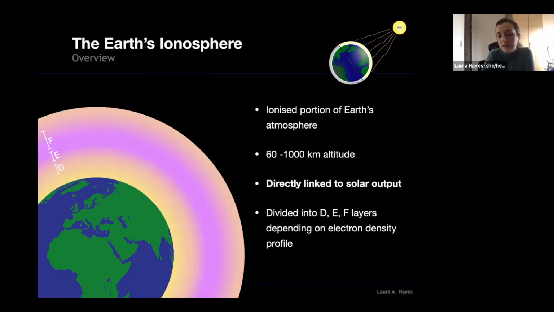And it's divided, as I mentioned, into these three layers, split up based on its electron density profile. So it's not just a linear gradient of electron density increase in the ionosphere. It actually has these little bumps and wiggles, which we'll talk a little bit about. In terms of where the ionosphere lies in relation to the atmosphere, we can see the D region is the lowest lying region. We have the E region and the F region. And again, I'll talk a bit more about these in detail.